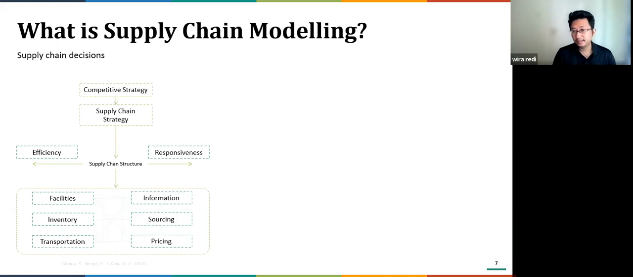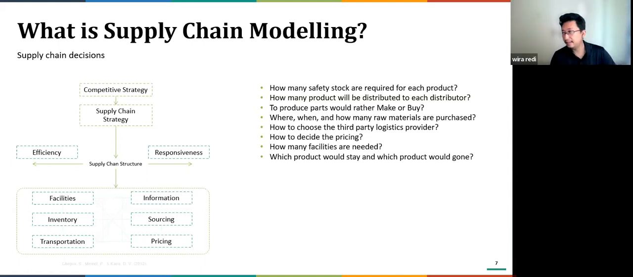Okay, all of these things we will discuss in the supply chains, and then that will be useful to make decisions. Okay, in supply chains, most of the things that we discuss is how to make the optimized decision. Here are several examples of questions that often come up in the discussion about supply chain. For example, how many stocks are required for each product?